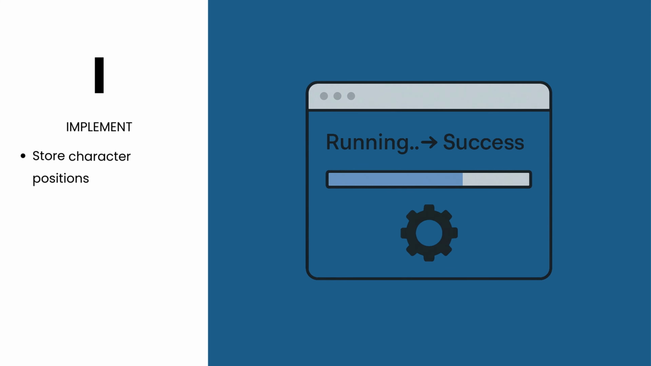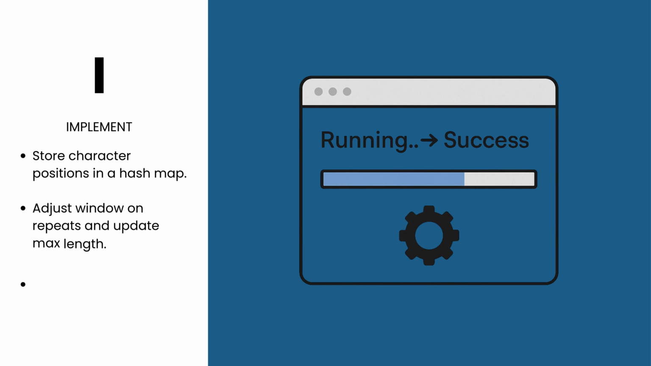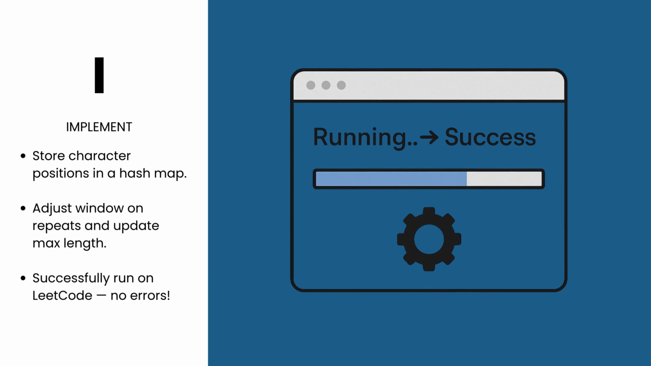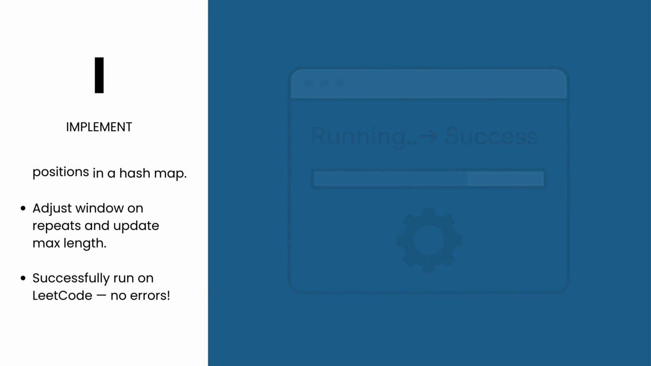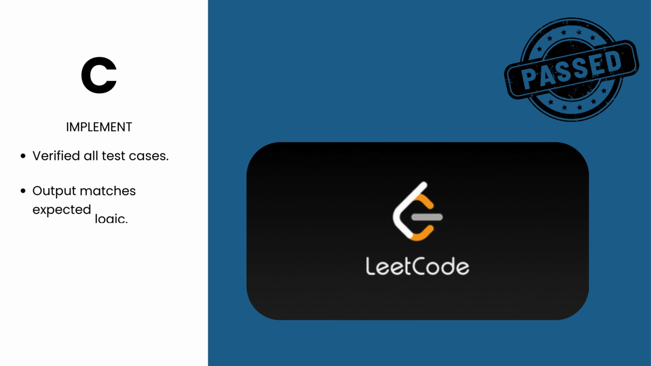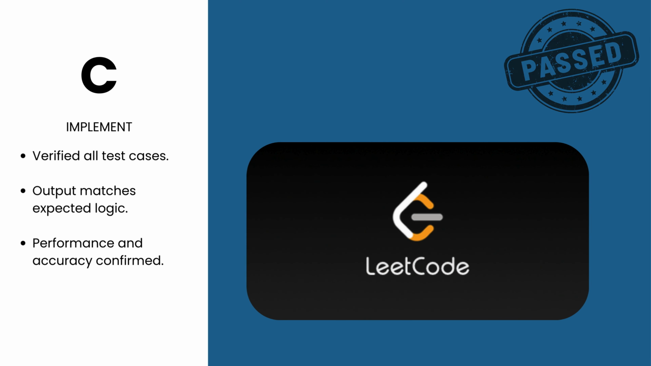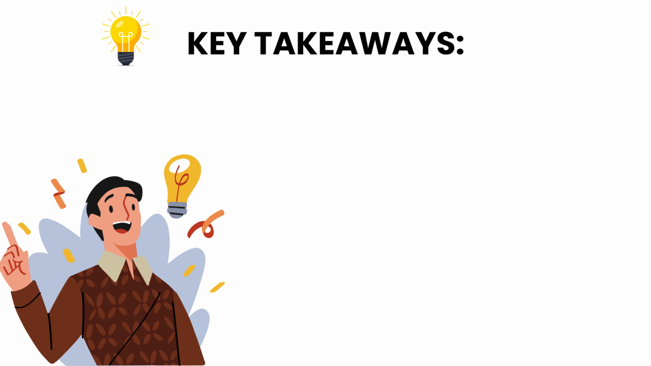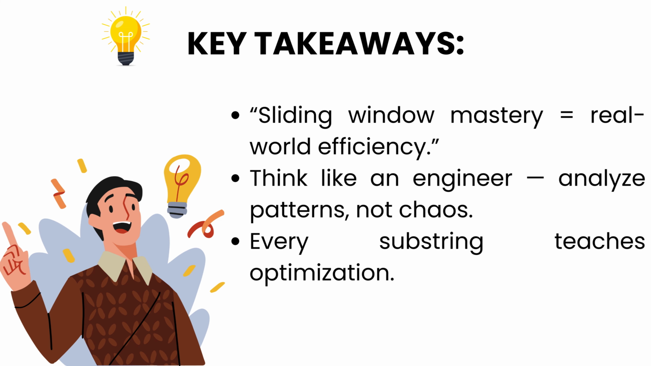Implement recap. We then implemented the logic cleanly and ran it on LeetCode, no errors, just a smooth execution. Check recap. The test cases confirmed everything worked as expected, and our solution passed across all examples. Closing insight. The real takeaway? Sliding window problems are all about balance, knowing when to expand and when to contract. Master this technique, and you'll fly through a whole category of string and array problems with confidence.